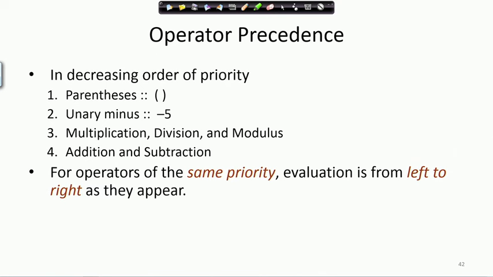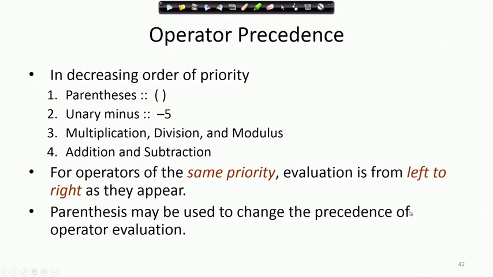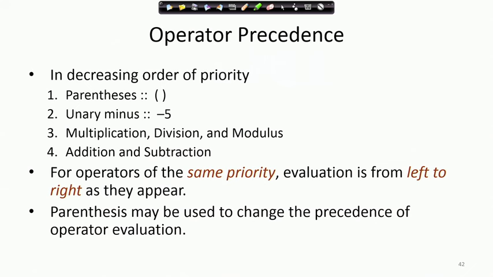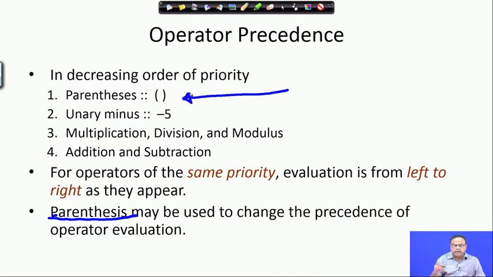Only one thing we did not mention, and that is if we want to change the precedence of the evaluation, then we can always do it using parenthesis. Okay? Using parenthesis, because we know parenthesis is the highest priority one and it is overriding. All right. So, let us look at some examples for this, which will make the idea clear.